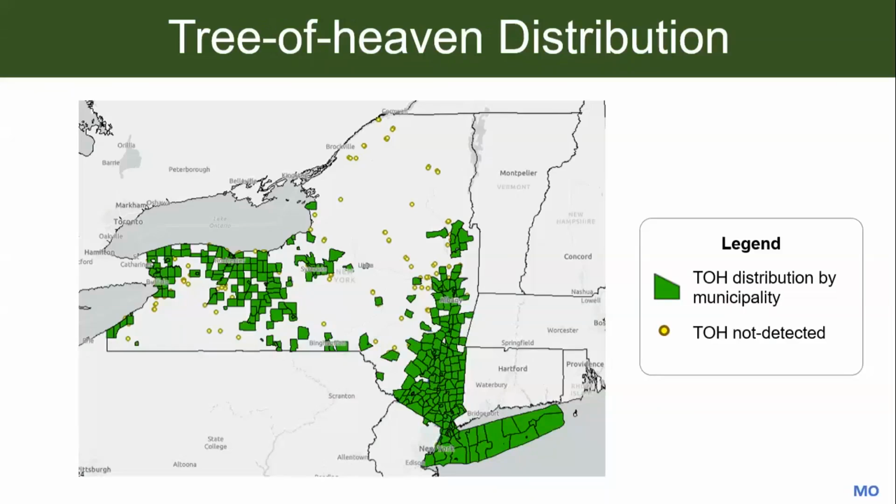And I said data gap, so what does that actually look like? Here's the map of Tree of Heaven in New York State from the iMap data. The green polygons are towns that have Tree of Heaven reports in them. And then the yellow dots are showing where people have searched for Tree of Heaven, but not found it. That's always really good news when you look for an invasive species and it's not there. But there are some gaps. There are some places where we're not really sure if the species really isn't there or if it just hasn't been checked for yet.